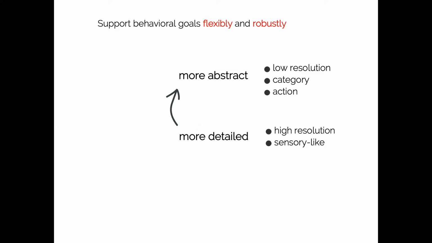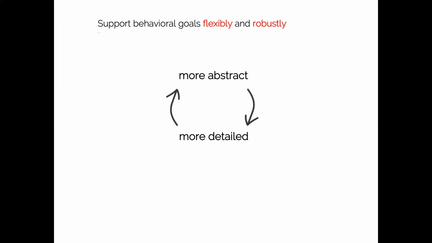All right. But what I want to show today is that these detailed and abstract representations are connected to each other, where abstract representations can actually constrain or frame the more detailed representation or provide a context for them. All right. And all of this, of course, is for the purpose of supporting behavioral goals flexibly and robustly.